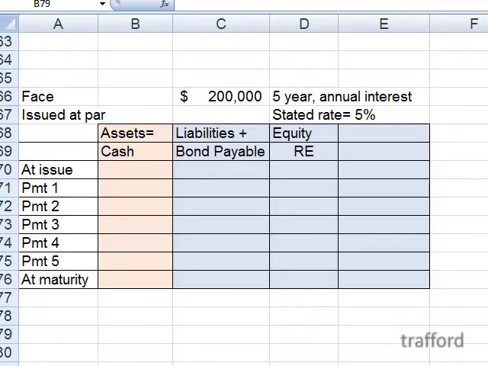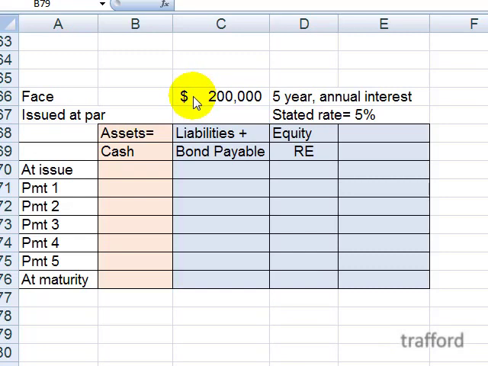Let's take a look at the accounting for bonds payable from the corporation's viewpoint, and let's take a look first of all at the most simple situation where bonds would be issued at their face value. So in this example we'll have the corporation issuing bonds with a face value of $200,000. That face value is printed on the face of the bond along with any promise to pay interest.